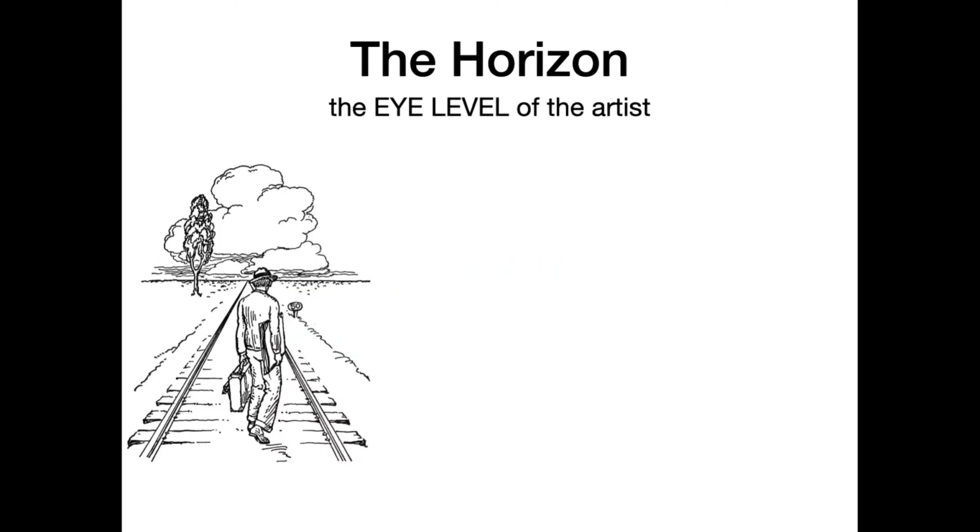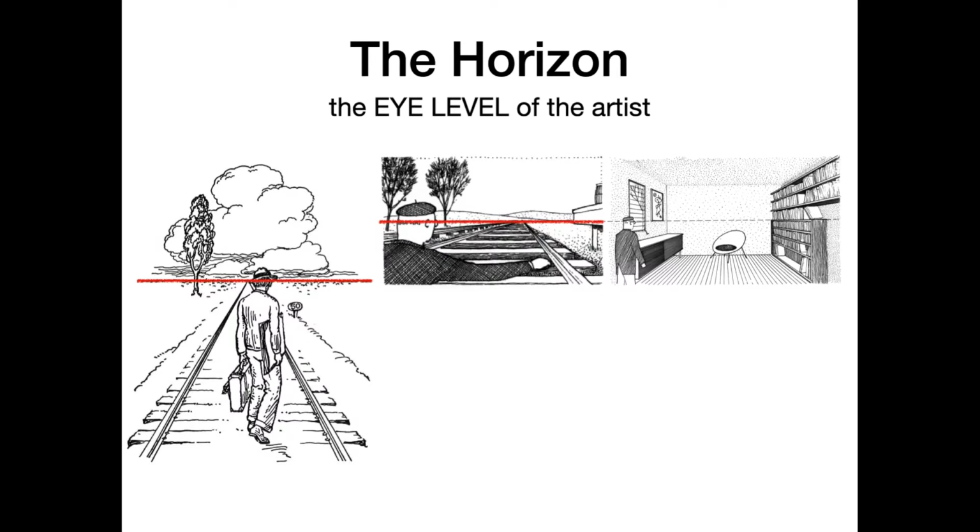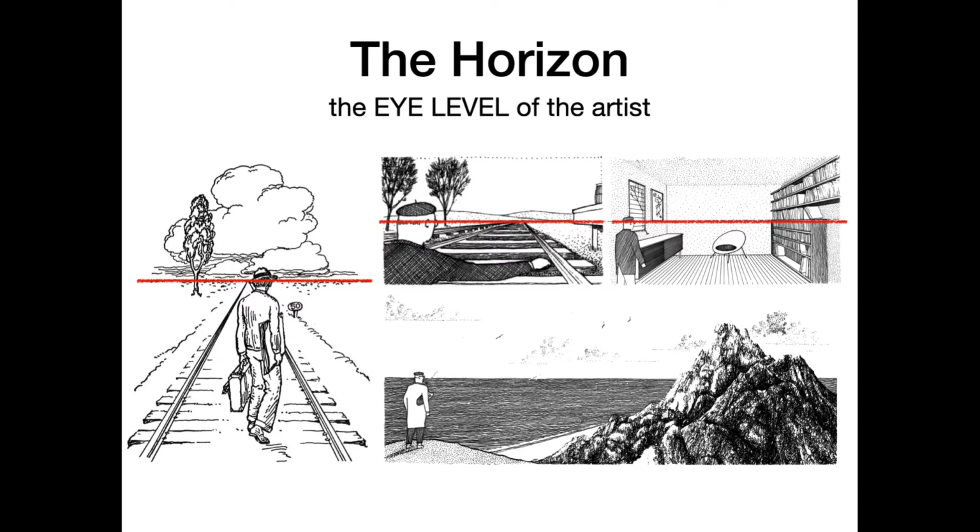If you are standing along train tracks, the horizon will be at eye level. If you were laying down on those train tracks, the horizon will be at eye level. If you were standing in your living room, the horizon will be at eye level. If you were standing on a mountain, the horizon will be at eye level. The horizon is always at your eye level.